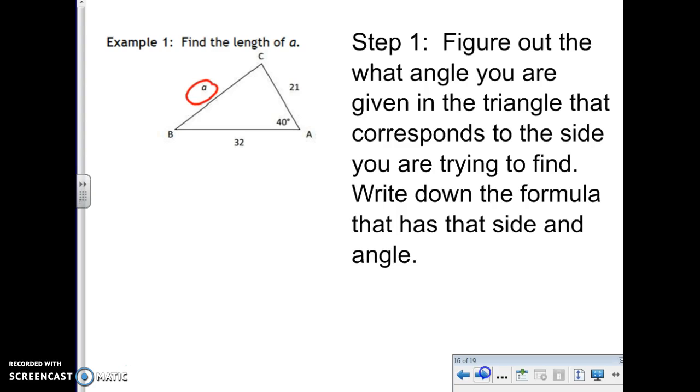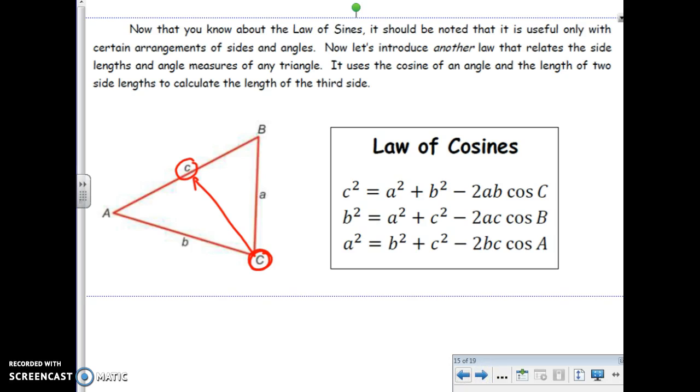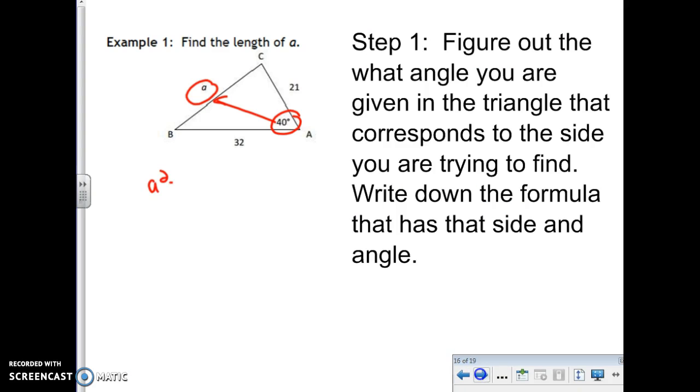Okay? So the first step is to figure out what angle you are given in the triangle that corresponds to the side you are trying to find. I am given 40 degrees, which corresponds to side A. Now what I'm going to do is write down the formula that has that side and angle. So which of these has angle A and side A in it? And it looks like it's this formula. So what I'm going to do is write down the formula. A squared equals B squared plus C squared minus 2BC cosine A. Okay, so that's the first thing that I'm going to do.